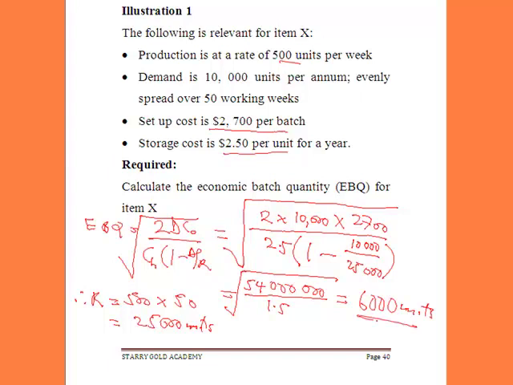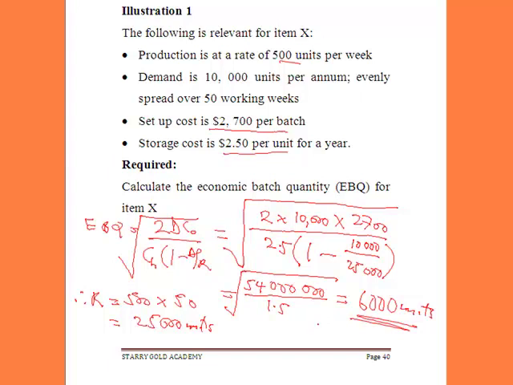units. So just take note, where the replenishment is in batches, then you talk of EBQ, not EOQ. So you have to look at the question very well. Is the question asking you to use EOQ or EBQ before you go ahead and calculate your answer?